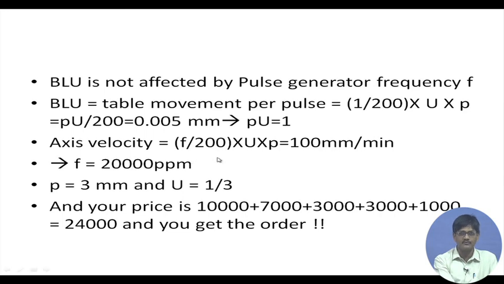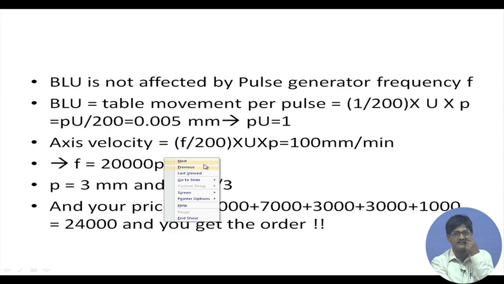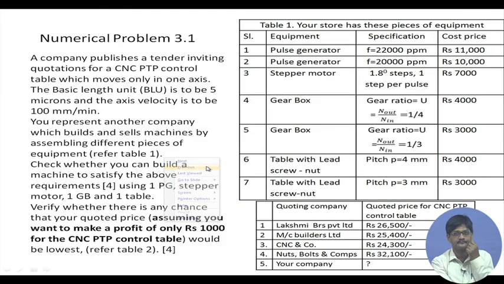Now, do we have a 20,000 pulses per minute generator here? Yes, this is the one. The item number 2, 20,000 pulses per minute, is the one pulse generator that will satisfy our requirements, and it also means that the first pulse generator, 22,000 pulses per minute, will not satisfy our requirements. So, we cannot take it.